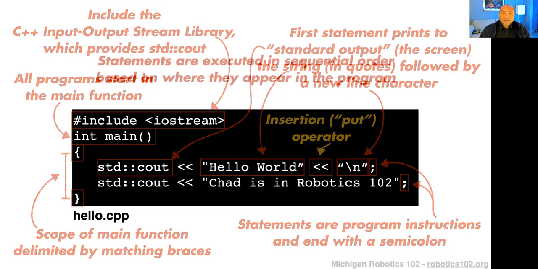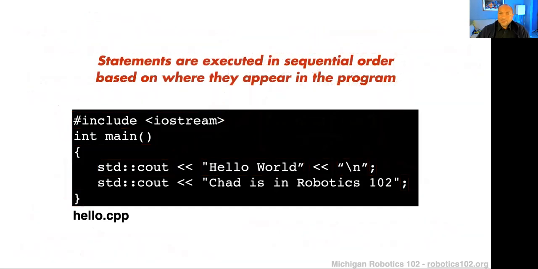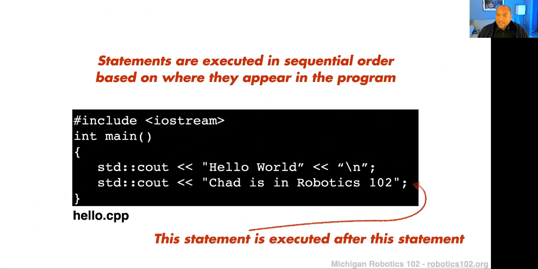One thing that's important to note is that statements are executed in sequential order based on when they appear in the program, which means that the second statement will always be executed after the first statement. Your program is going in order based off of the sequence that you give it. That's really important to remember.